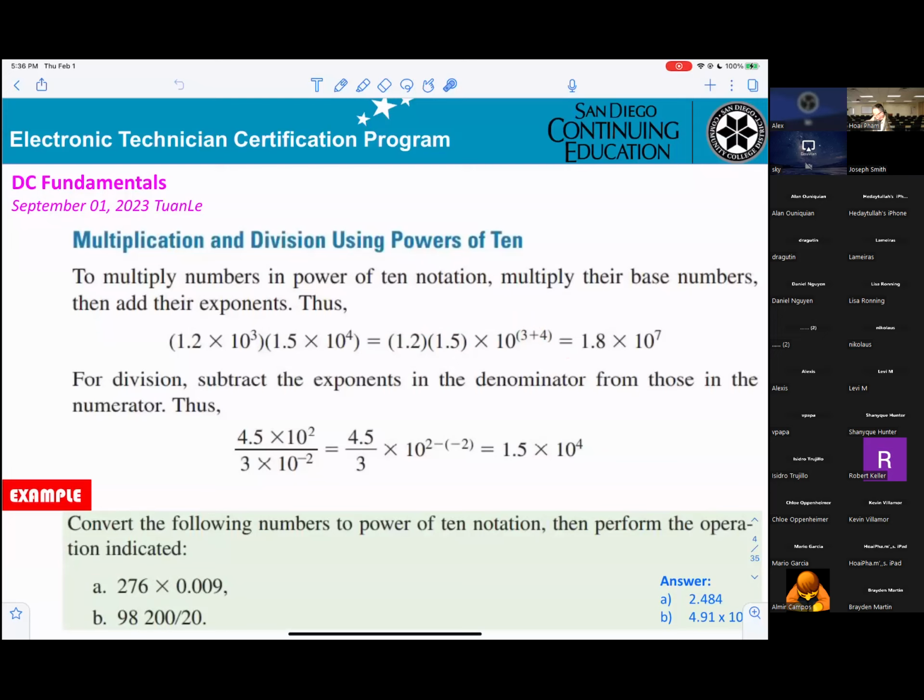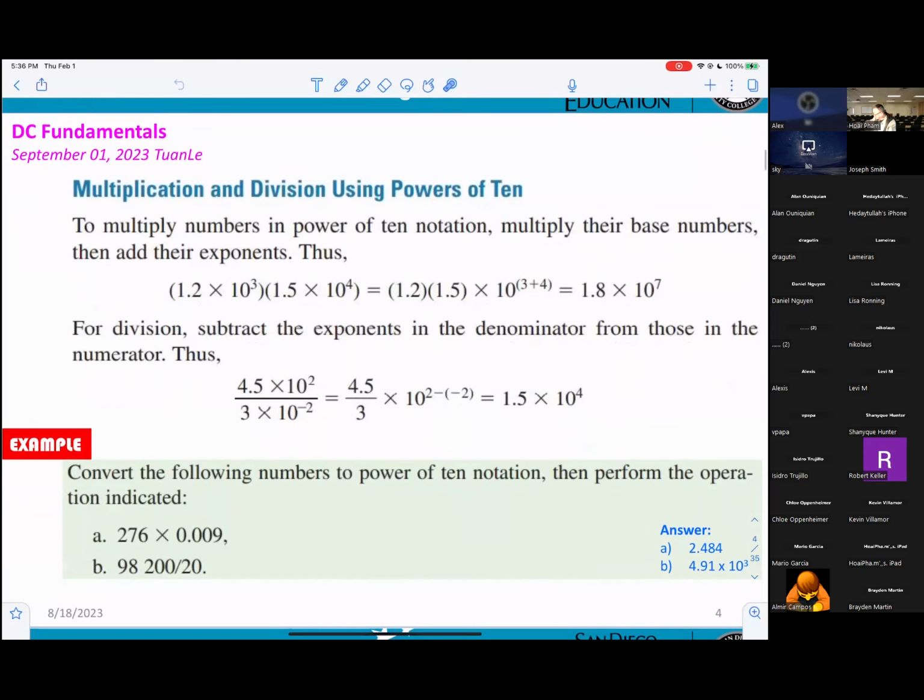Division: you take 4.5 times 10 power of 2, divided by 3 times 10 power minus 2. First thing, you take 4.5 divided by 3. And for the power, you use 2 minus minus 2, which is 4. The answer will be 1.5 times 10 power 4. Okay?